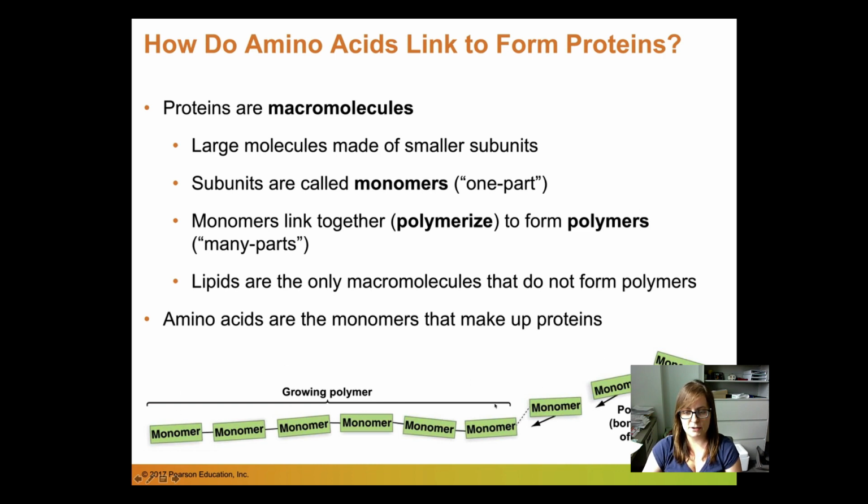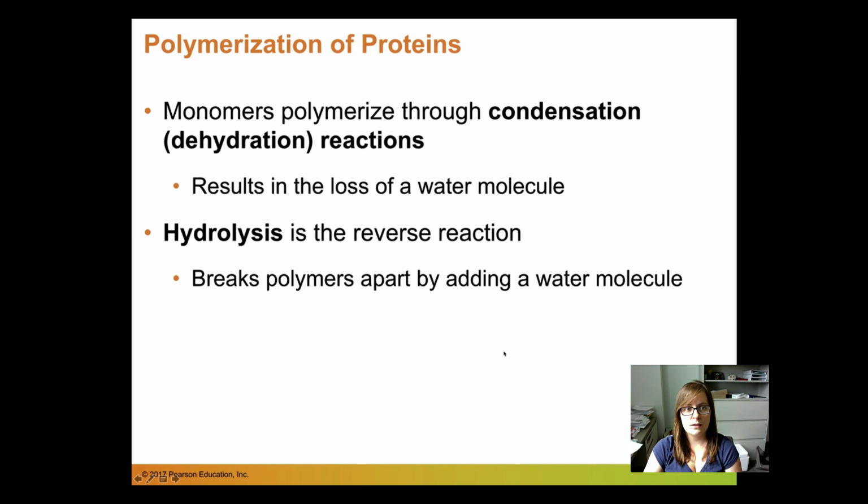So here's the growing chain of our polymer. Monomers polymerize, they become polymers through condensation reactions or dehydration reactions. The result of this is loss of a water molecule. So a water molecule is going to come out of the molecule so that a monomer can join. And hydrolysis is the reverse reaction. So this breaks apart a polymer.